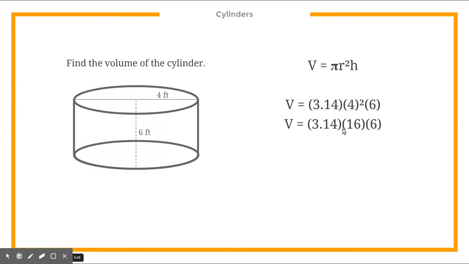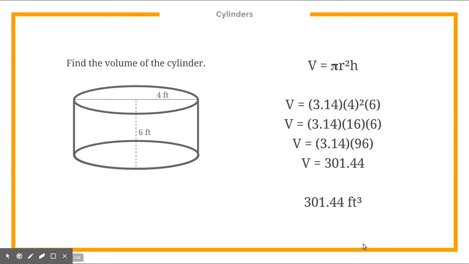So I usually tend to try to work with all the whole numbers first and then multiply by pi, because then that's when I start getting decimals. So in this case, I multiplied 16 by 6 first, and that gives me 96. And when I multiply those together, I get 301.44. And so our volume is 301.44 feet cubed.